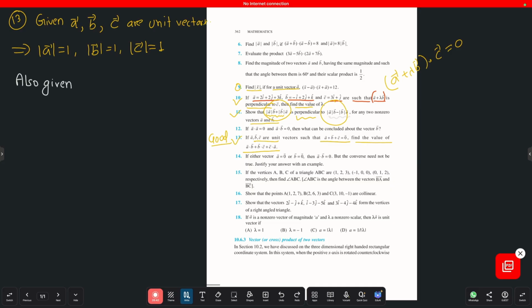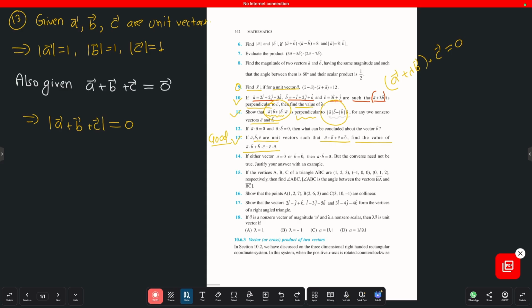Given vector A plus vector B plus vector C equals 0 vector. 0 vector means null vector. If a vector is a null vector, then what is the magnitude of a null vector? Mod 0. If this is a 0 vector, it implies mod A plus mod B plus mod C is also 0.